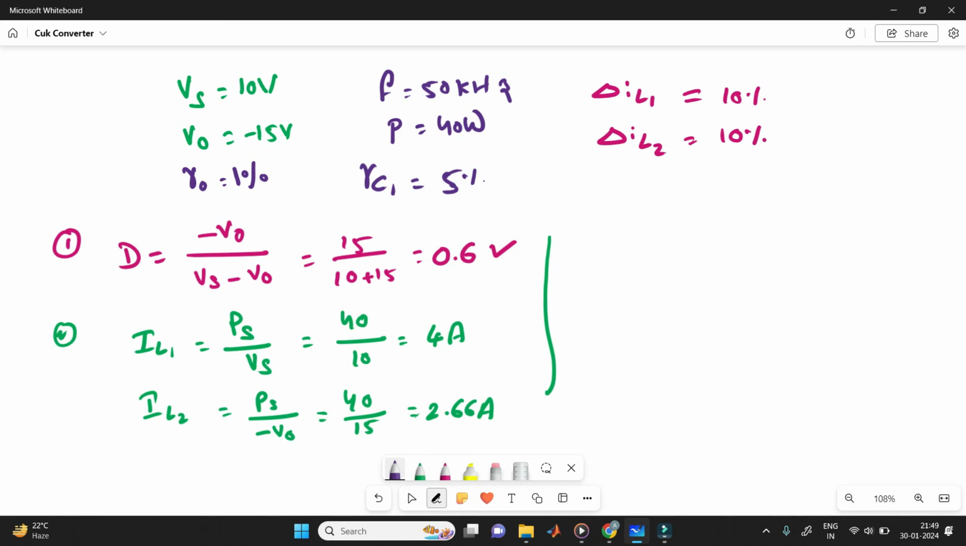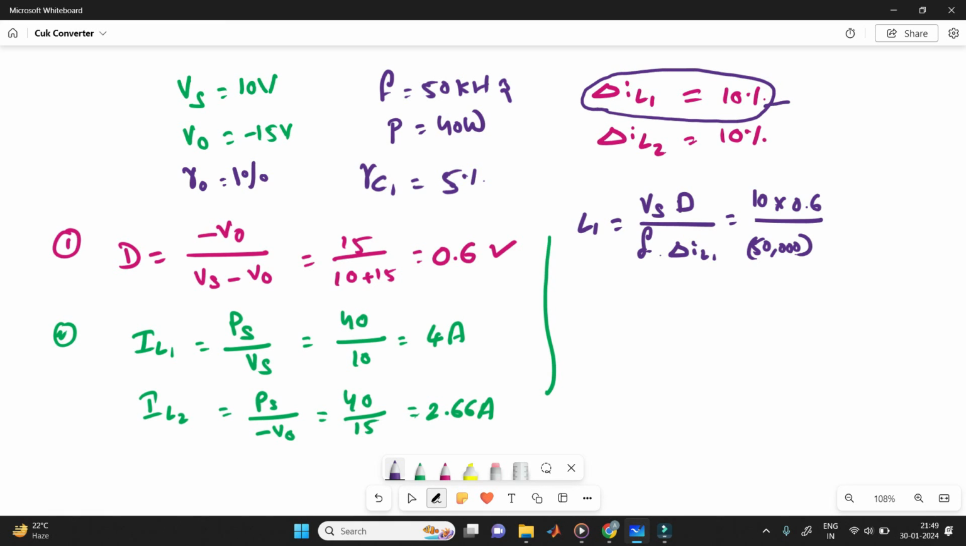So now find the inductor values. L1 is equal to Vs into D by F into change in inductor 1 current. Here we know that input voltage is 10 volts into D is 0.6, divided by frequency 50 kHz, into change in inductor 1 current. The change in inductor 1 current is not more than the actual current. The actual current of inductor 1 is 4 amps, so 10% of 4 amps is 0.4. So change in IL1 is 0.4. Then you will get 300 microhenry.